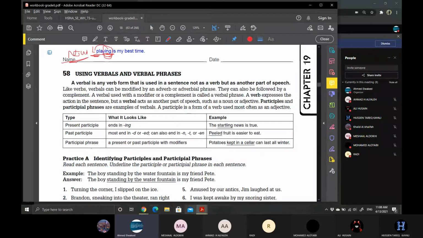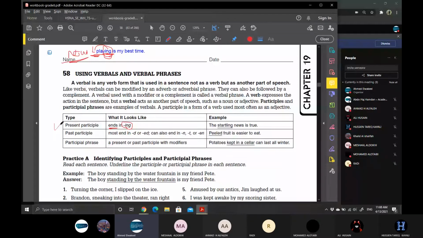And of course, you have many types of the verbal and verbal phrases. For example, we can have a present participle. The present participle is the verb with ing added to it, like playing, startling, loving, listening. Any verb plus ing is called the present participle form of the verb.